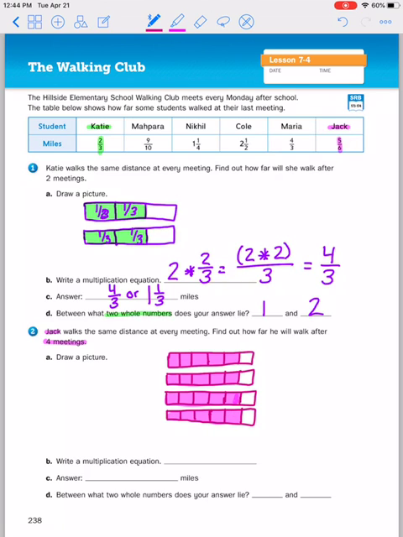Okay, now I'm going to write my multiplication problem. It would be 4 meetings times each meeting he went 5/6 of a mile, which would be 4 times 5 over 6, which would equal 20/6. So my answer is 20/6, or if I change that to a mixed number, it would be 3 2/6. So my answer is greater than 3, but not quite as big as 4.